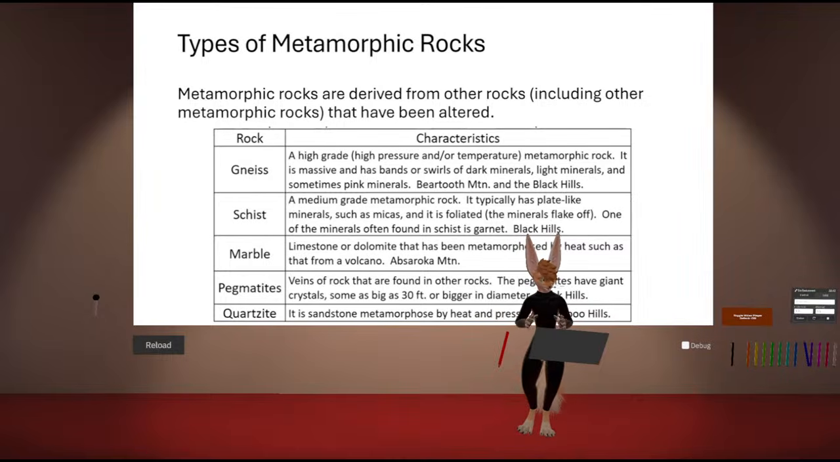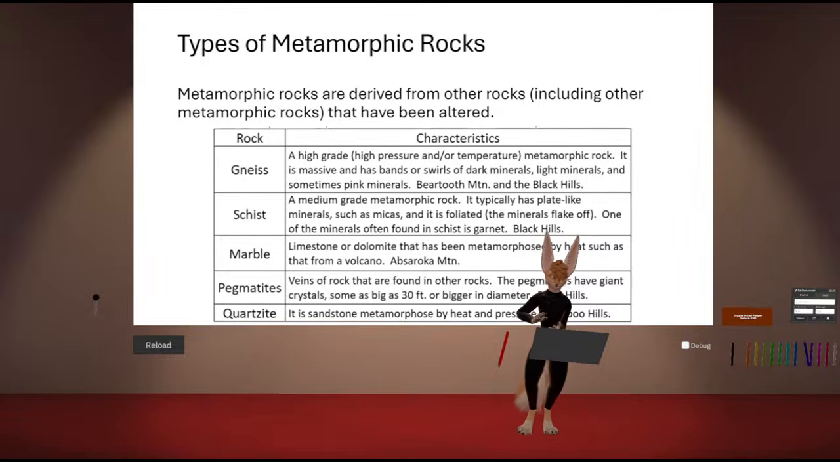Other rocks that have gone through it, like gneiss, a high-grade, high-pressure and/or temperature metamorphic rock, generally massive, has bands or swirls of dark minerals, light minerals, and some pink minerals, and they're commonly found in Beartooth Mountain and the Black Hills.